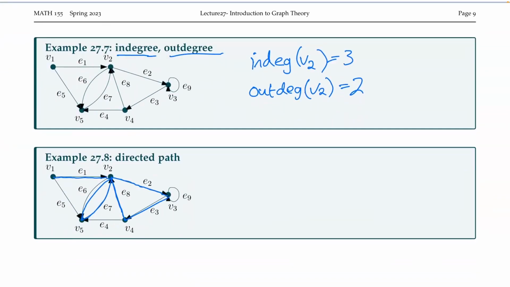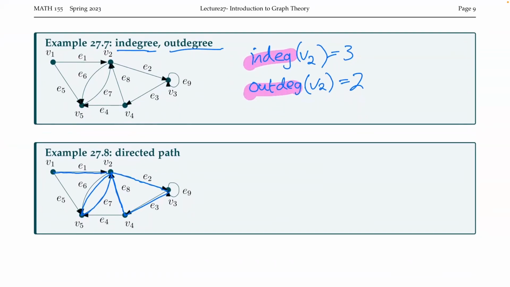So when we have a directed graph, rather than talk about the degree of a vertex, we can talk about the in degree, or indeg, and out degree, outdeg. Obviously if we sum up the in degree and the out degree, we're going to get the total degree. In degree is just all the arrows pointing in, the out degree is all the arrows pointing out. So we just count those things up.